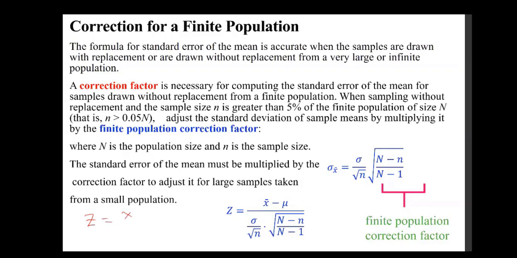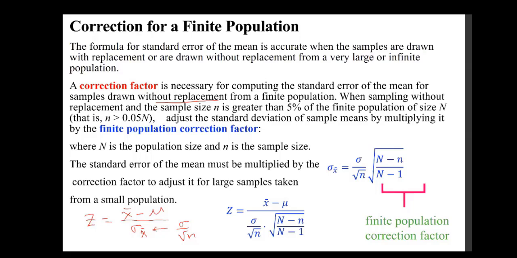Z is x bar minus mu over sigma of x bar. And what is sigma of x bar? We are going to use sigma over square root of n. So we've seen that, not a big deal, if we happen to have an independent sample. But when it's not, so samples drawn without replacement, remember, without replacement, it is no longer independent. So what's happening here, this won't work.